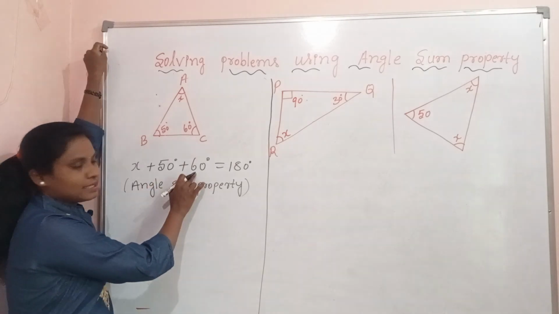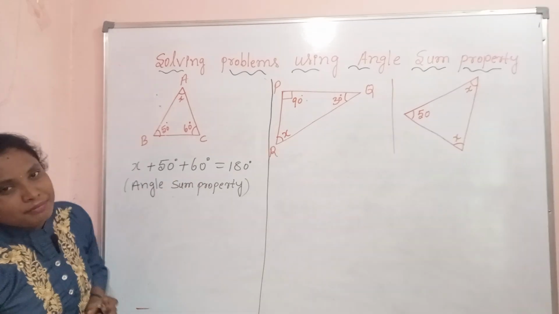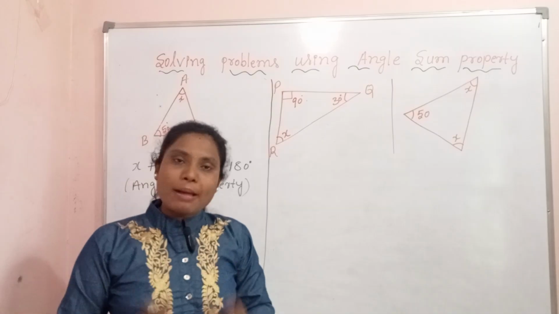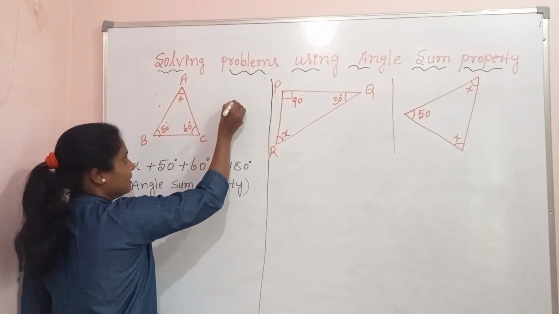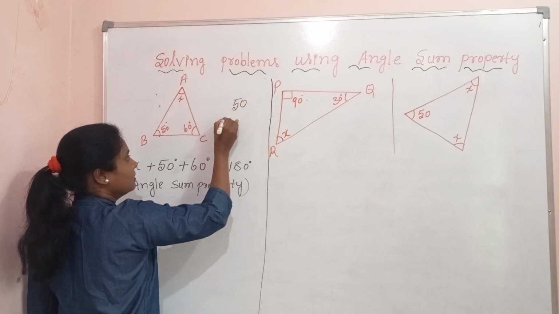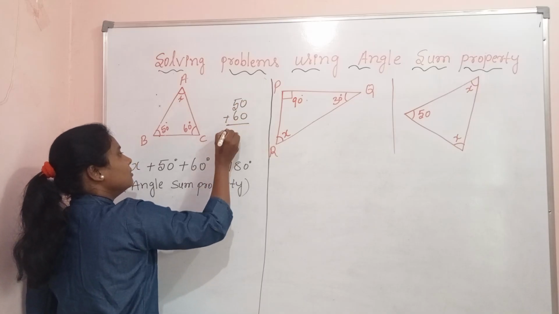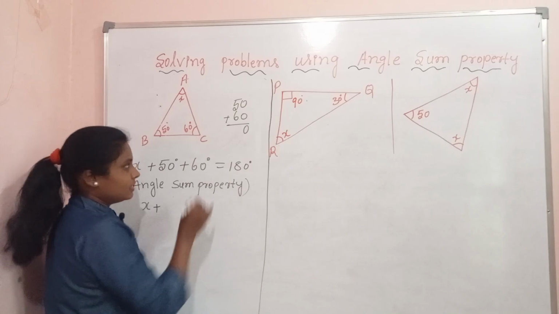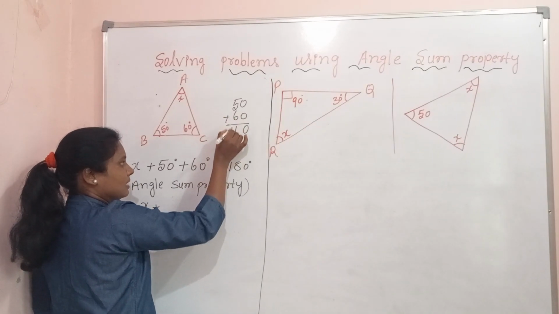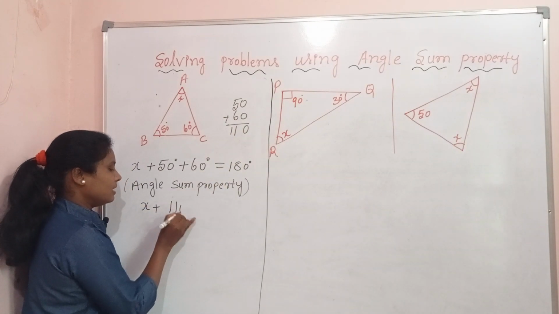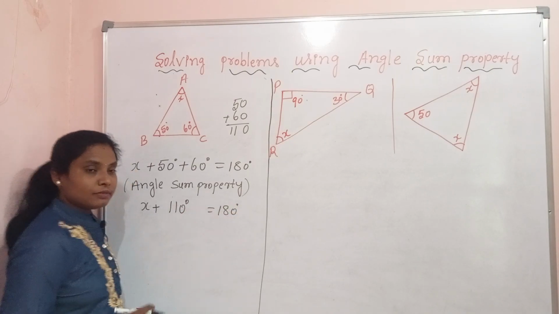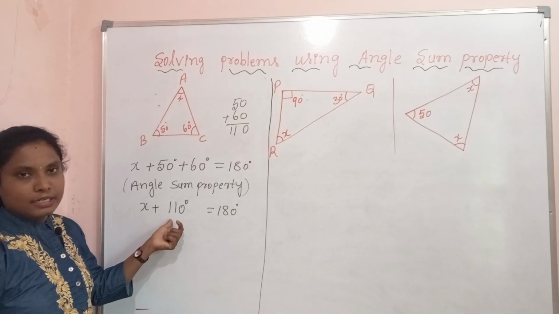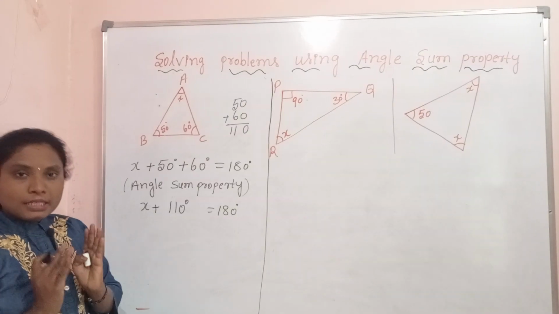Here 50 plus 60. We need to add these because these two are numbers. So x plus 50 plus 60: 0 plus 0 is 0, 5 plus 6 is 11. We will get 110 degrees. Then afterwards, 110 degrees and 180 are numbers.